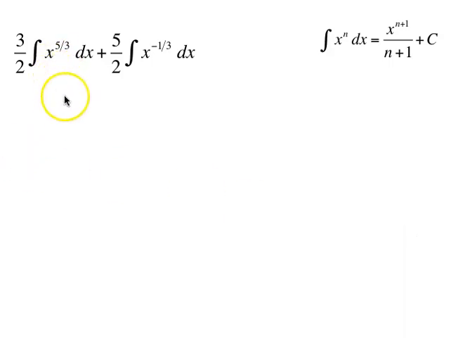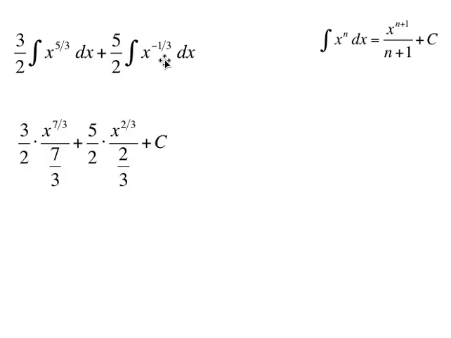So the integral of x to the 5/3 would be x to the 7/3 over 7/3. Integral of x to the negative 1/3, let's see, adding 1 to that, x to the 2/3 over 2/3. Now here I have 3/2 divided by 7/3. Here I have 5/2 divided by 2/3. So 3/2 divided by 7/3 is 3/2 times 3/7, 9/14.